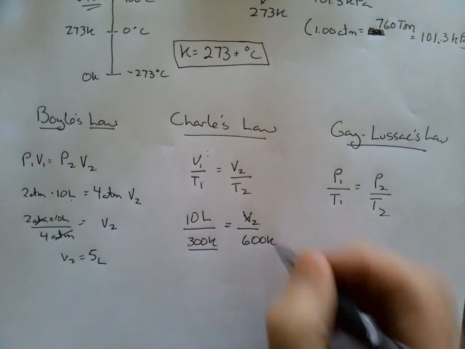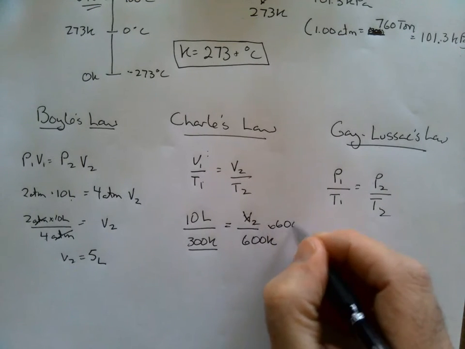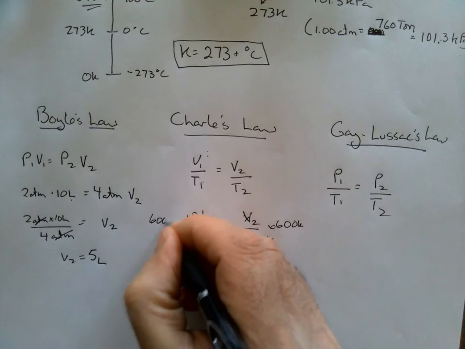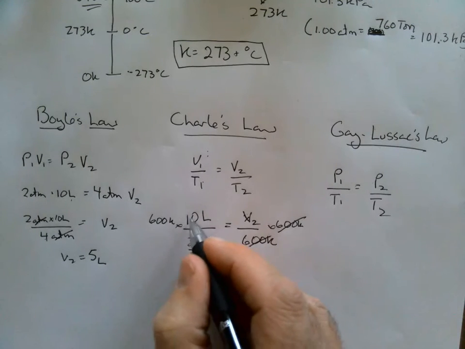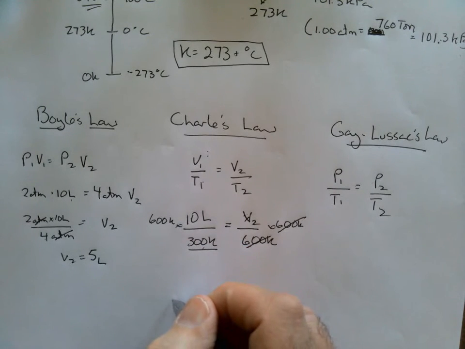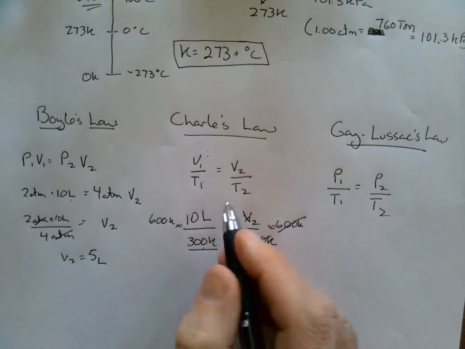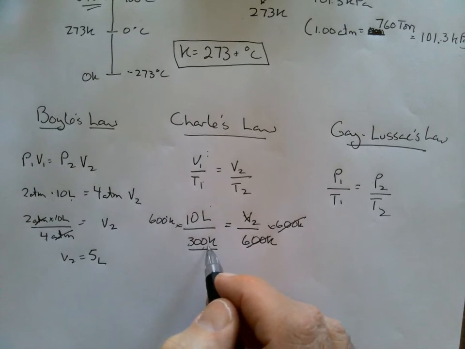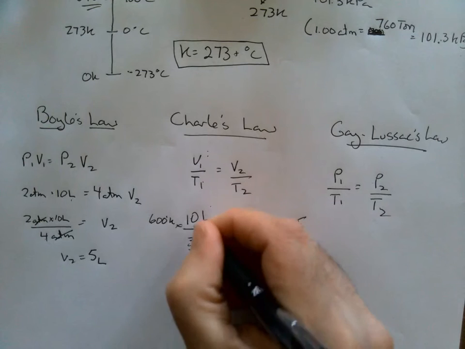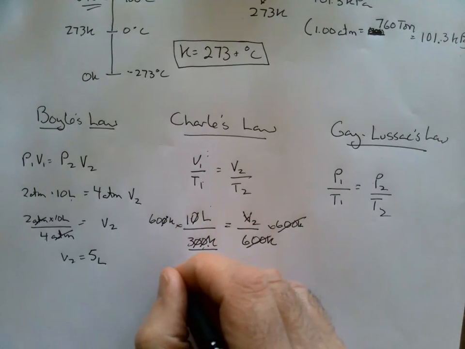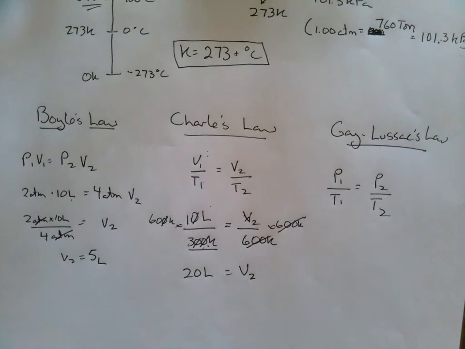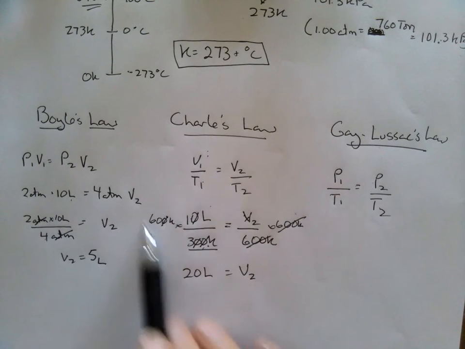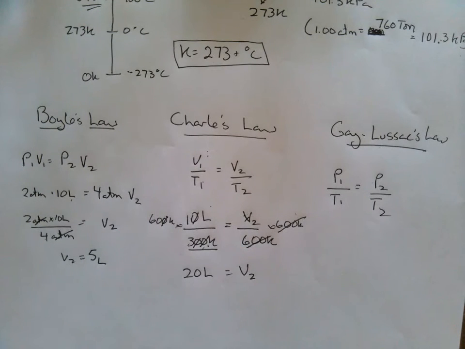All you do is multiply both sides by 600 K to get rid of the 600 K on that side. And what's going to happen is we are going to get 600 times 10 divided by 300. So that's going to be 6,000 divided by 300. I'm going to get rid of 2 zeros on the bottom. And so that looks like it's going to be a volume of 20 liters. Sorry folks, I'm not trying to teach a math lesson. I'm just showing you how to put things into the formula and use the formula.